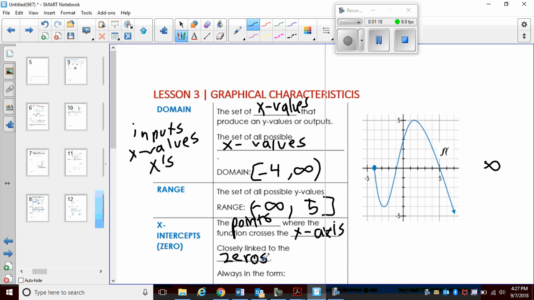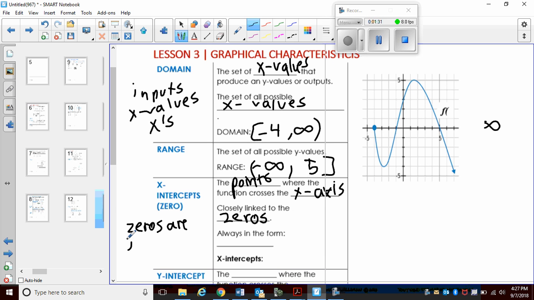If you don't recall what zeros are, zeros are just the x values. Okay? So x-intercepts, though, are always in the form of x, comma, 0.